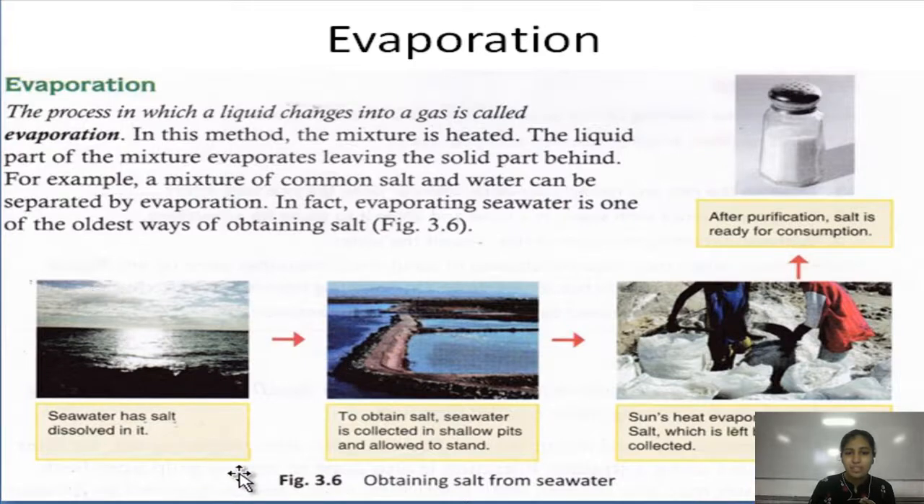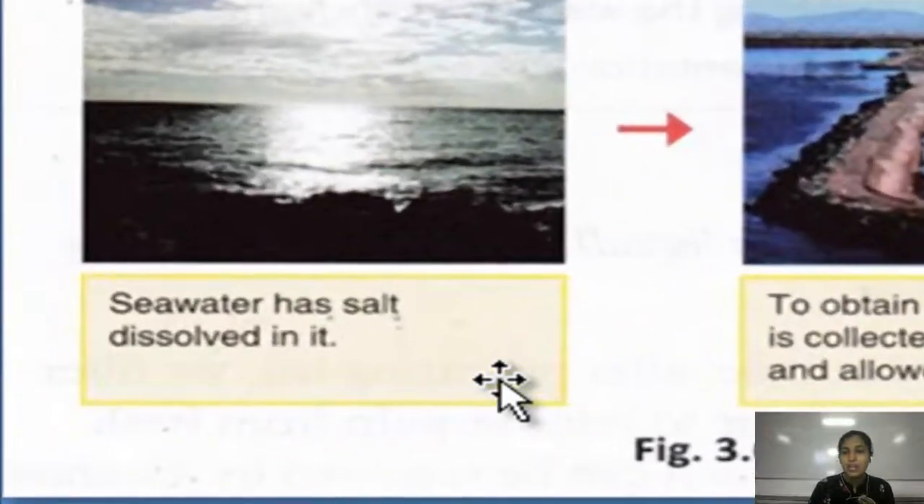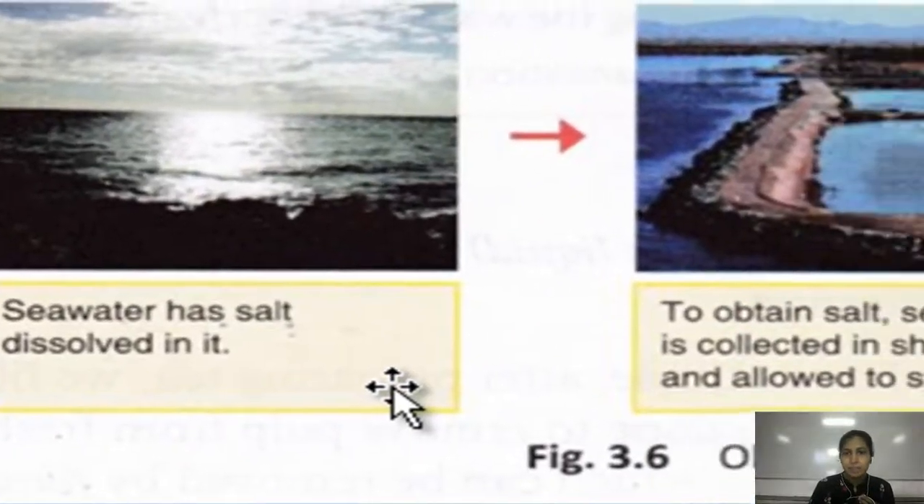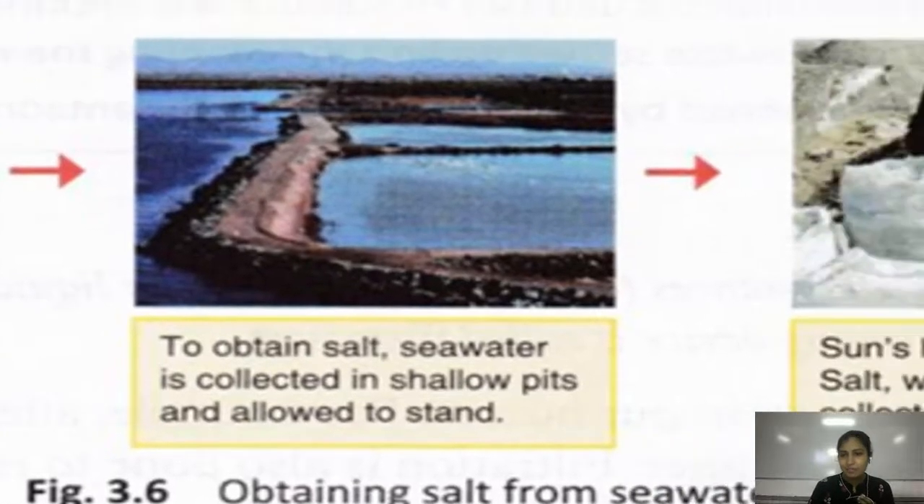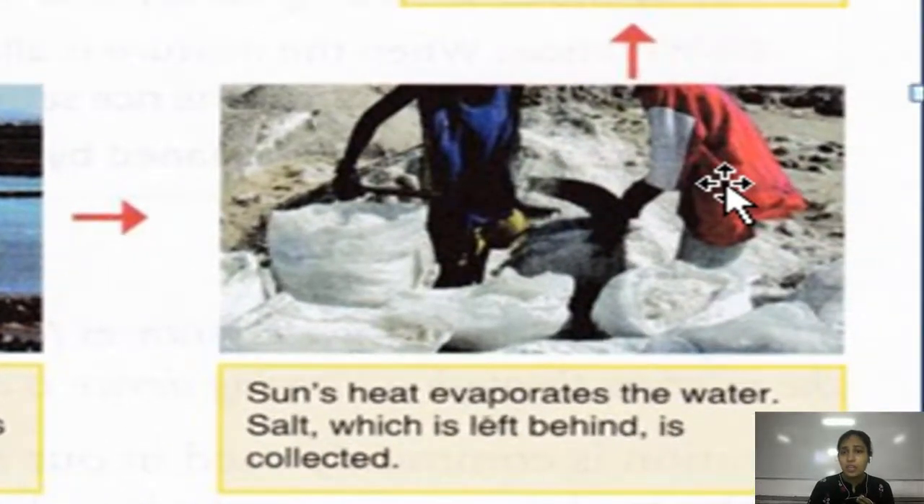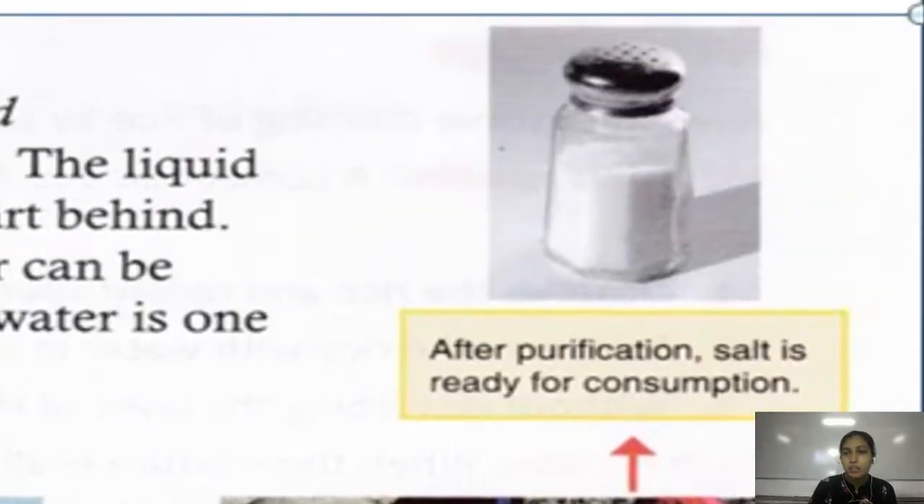See this figure, some steps are given for obtaining salt from seawater. Seawater has some salt dissolved in it. To obtain the salt, seawater is collected in shallow pits and allowed to stand there for a few days. Due to the sun's heat, water evaporates. Salt is left behind, which is then collected, and after purification, salt is ready for consumption or use.